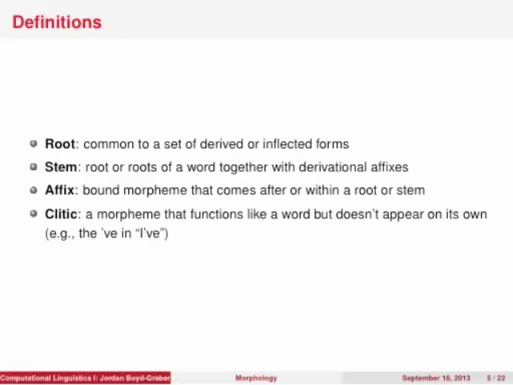Clitics are morphemes that function like a word but don't appear on their own. So I've in I've means have, but it never appears on its own. It has to be glued together with another word.